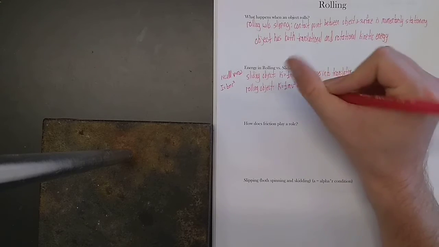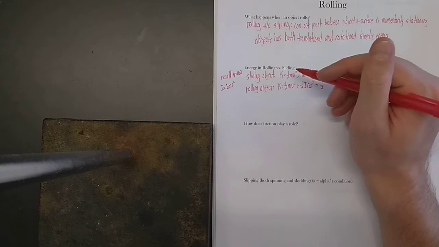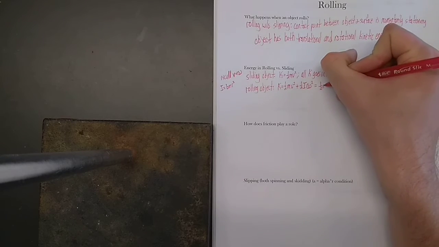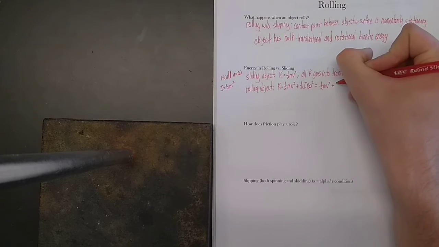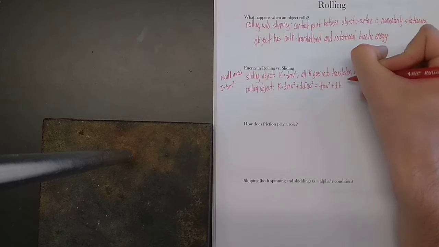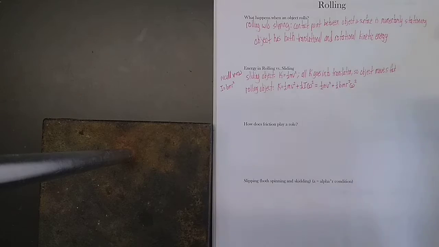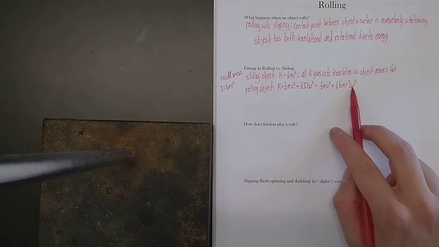I'm going to rewrite this equation a little bit, and you'll see why in a second. We're going to be able to compare the kinetic energy of a rolling object to the kinetic energy of a sliding object. So I still have 1/2 mv squared plus 1/2 B m r squared omega squared. Now notice I have an r squared times an omega squared.